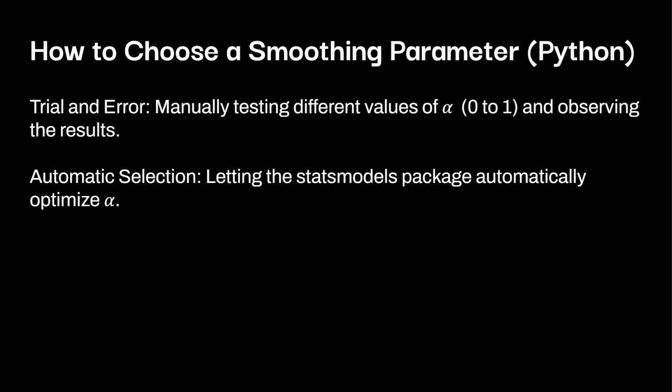Okay, and then selection of this is typically done through optimization techniques like minimizing the mean squared error. How can we do this in Python? Kind of trial and error: you can test different values of alpha from 0 to 1 and observe the results, or you can have automatic selection, letting the statsmodels package automatically optimize alpha. We're going to go through both of these approaches within our Python code. This is it for the slides. So make sure to grab a Python notebook and let's start going through an example of predicting Apple's stock price.